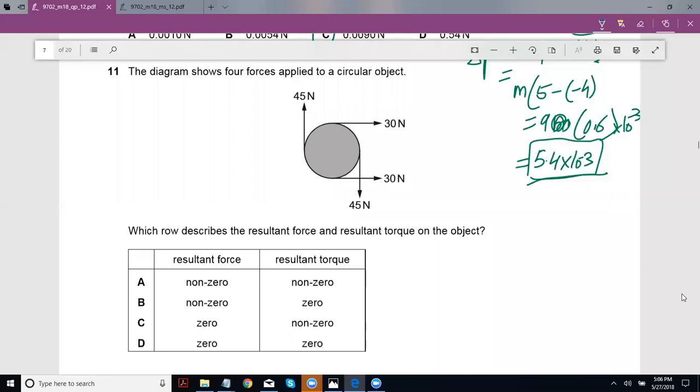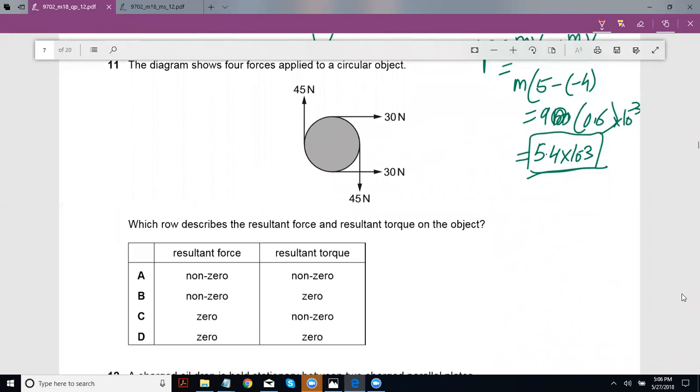So we're back, and we're going to do the next 10 MCQs for March 18th. So let's start off with 11. The diagram shows 4 forces applied to a circular object, and they're basically asking whether the resultant force is 0 or non-zero, and whether the resultant torque is 0 or non-zero.